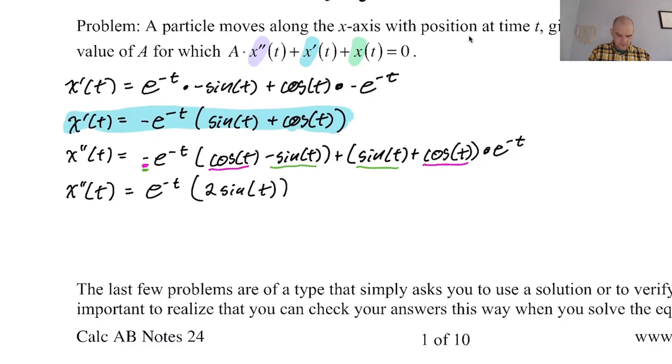I'm going to rewrite this again because you really want these to look as nice as possible when you do these. So it's e to the negative t. Nope, I'm going to do exactly the opposite of what I said. So it's 2e to the negative t and then sine of t. I think that's what it is.